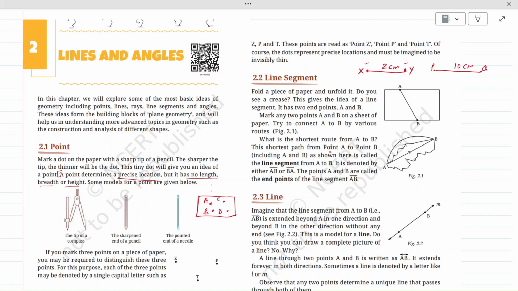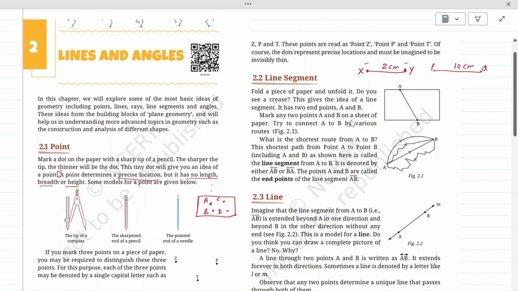Now let us go through this part. Fold a piece of paper and unfold it. Do you see a crease? So when we fold a paper and then we open it again, we see a line. So this gives us the idea of a line segment. This is the paper taken. It has been folded and then unfolded, so this crease has been formed. And at the ends of this crease, we have denoted two points, point A and point B. So this AB is a line segment now.